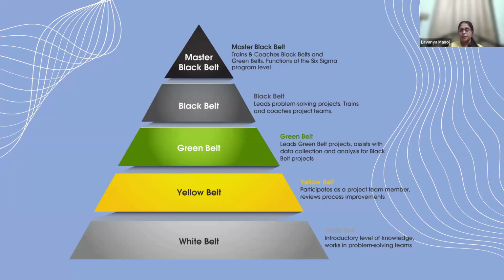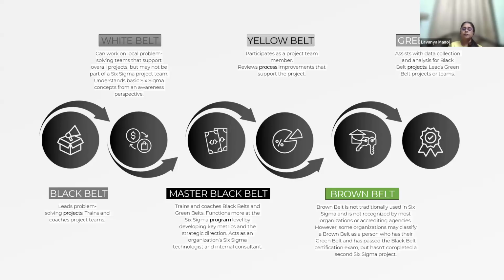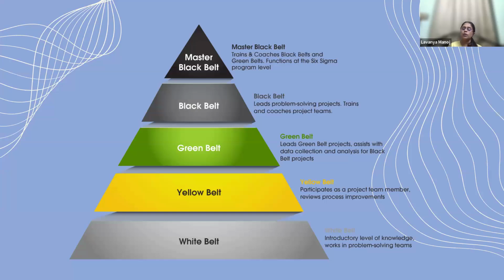Okay, so, seeing about the belts, the various levels of the Six Sigma certification, as I have discussed, any individual, not only the organization, can get a Six Sigma certification. There are levels. If you get a white belt, it means you know the concept, you know what Six Sigma is, and you can work with the problem solving teams.